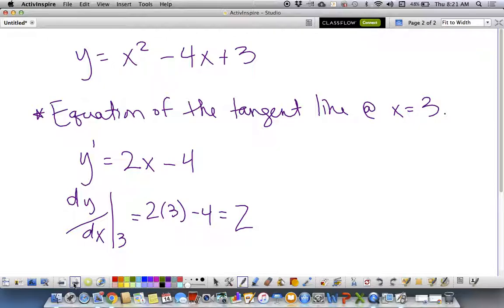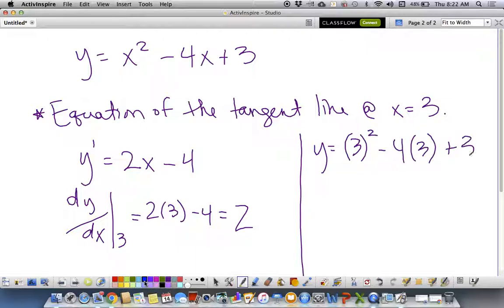What is your y value? What is the point x, y when x is 3? So here's the second piece that you have to do. We need to know what is y when x is 3. So we are plugging in 3 into the original equation.